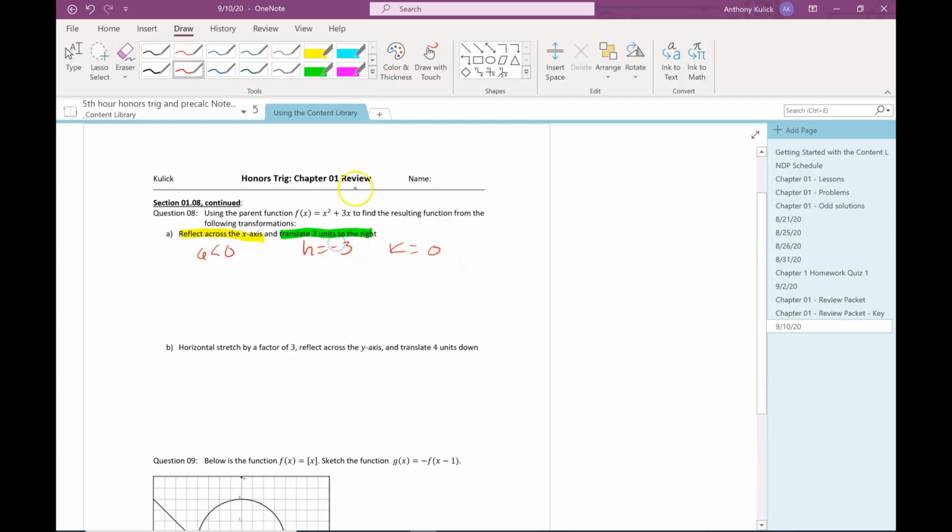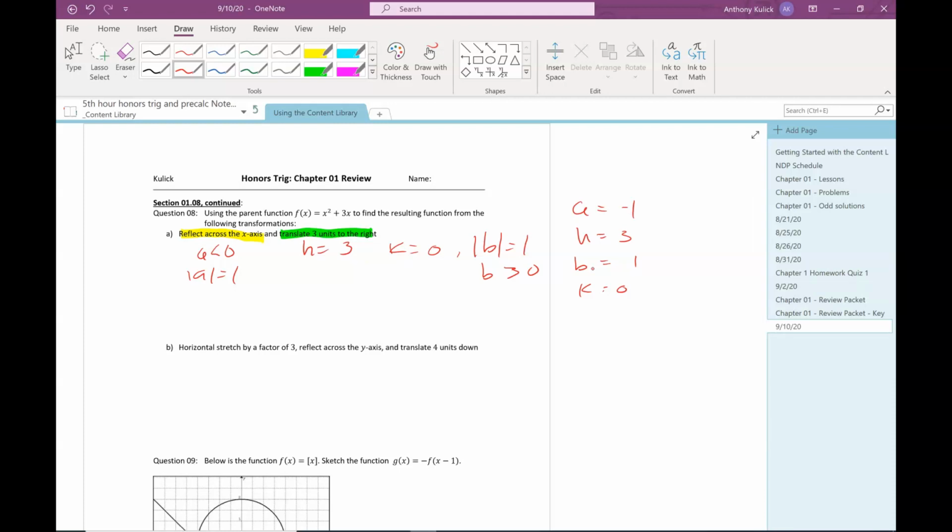Oh, sorry. I'm not told anything about any horizontal stretches or shrinks, so the magnitude of B is 1. I'm not told anything about a vertical stretch or shrink, so the magnitude of A is 1. And I'm not told about a reflection across the y-axis, so B is positive. So concluding here, A must be -1, H is 3, B is 1, and K is 0. Are you okay with how I've come up with that?